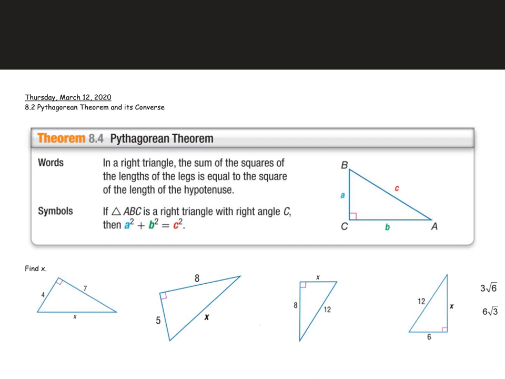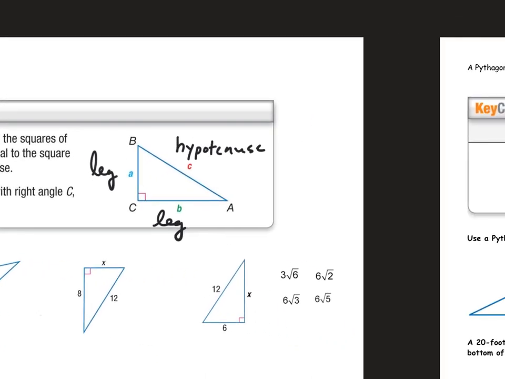So we know that we have a right triangle. Pythagorean theorem applies to only right triangles. And in this right triangle we see that segment BC is what we call a leg. We see that segment CA is what we call another leg, and segment AB is what we call the hypotenuse. So the Pythagorean theorem states the following. It says that leg squared plus leg squared equals the hypotenuse squared. And I'm going to abbreviate the hypotenuse as HYP.